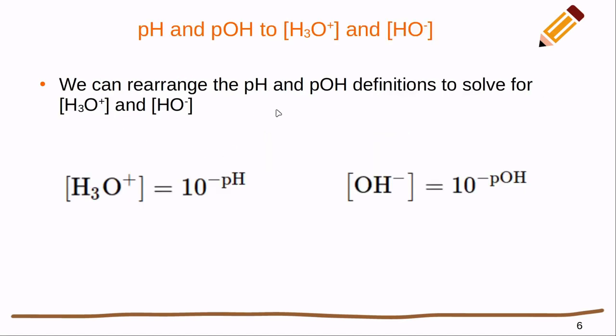If we rearrange these definitions, we can solve for the hydronium ion concentration and the hydroxide ion concentration. It's 10 to the negative pH or 10 to the negative pOH. So you can see that we have an exponential relationship here, which means that we do need to be careful with our sig figs. We need to use quite a few sig figs, otherwise we're going to have quite a bit of error. Any error will be compounded by this type of function.